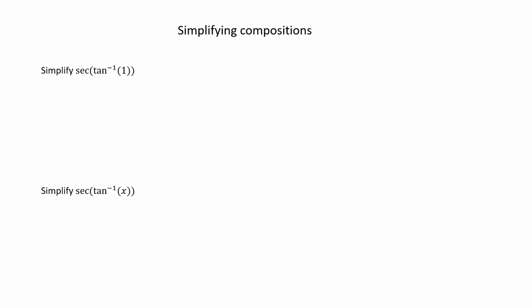We're going to build a little bit more comfort by looking at how to simplify compositions, and this is building towards finding derivatives. So let's start by trying to simplify the secant of arctangent of 1. The main idea to keep in mind is that the arctangent of 1, the inverse tangent of 1, is specifying an angle.